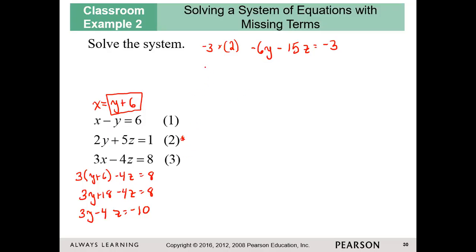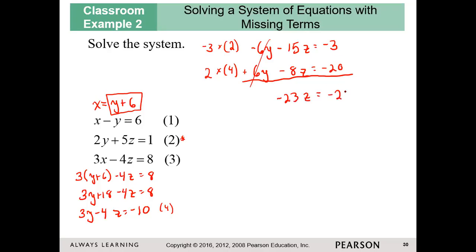And then what I'm going to do is multiply everything in what I'll call equation number 4, this brand new equation here, by 2. And that's going to give me 6y minus 8z is equal to negative 20. And now I have a position where everything is in standard form. I have opposite coefficients on the same variable. When I add these equations, the y's eliminate. And this will give me negative 23z is equal to negative 23. So z is equal to 1.